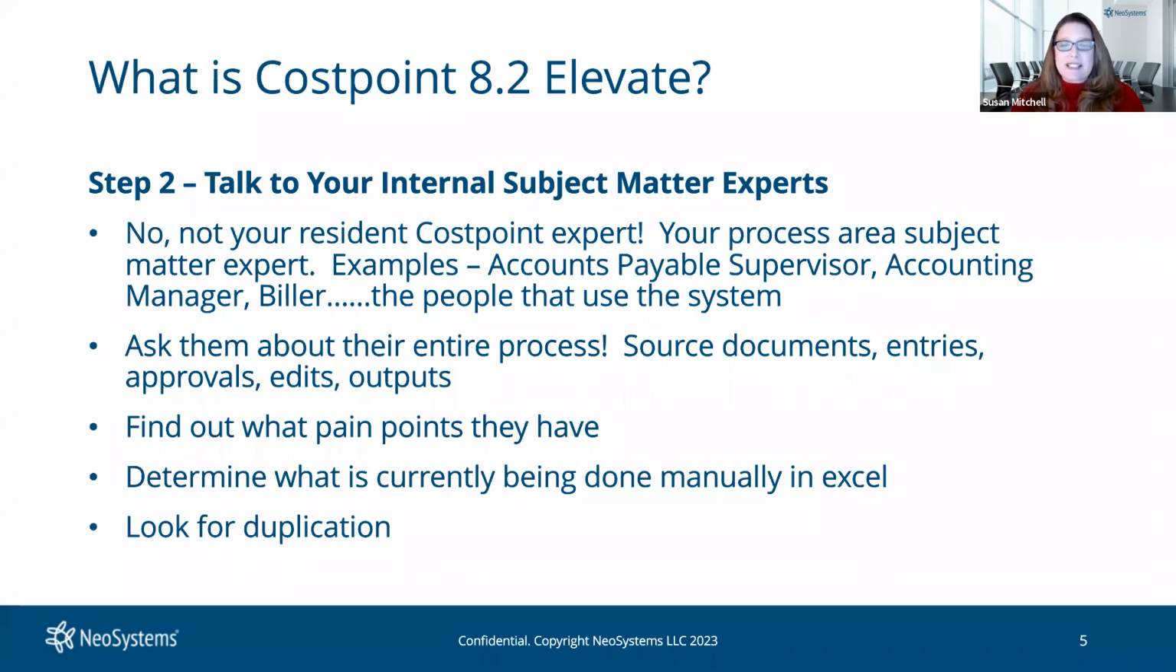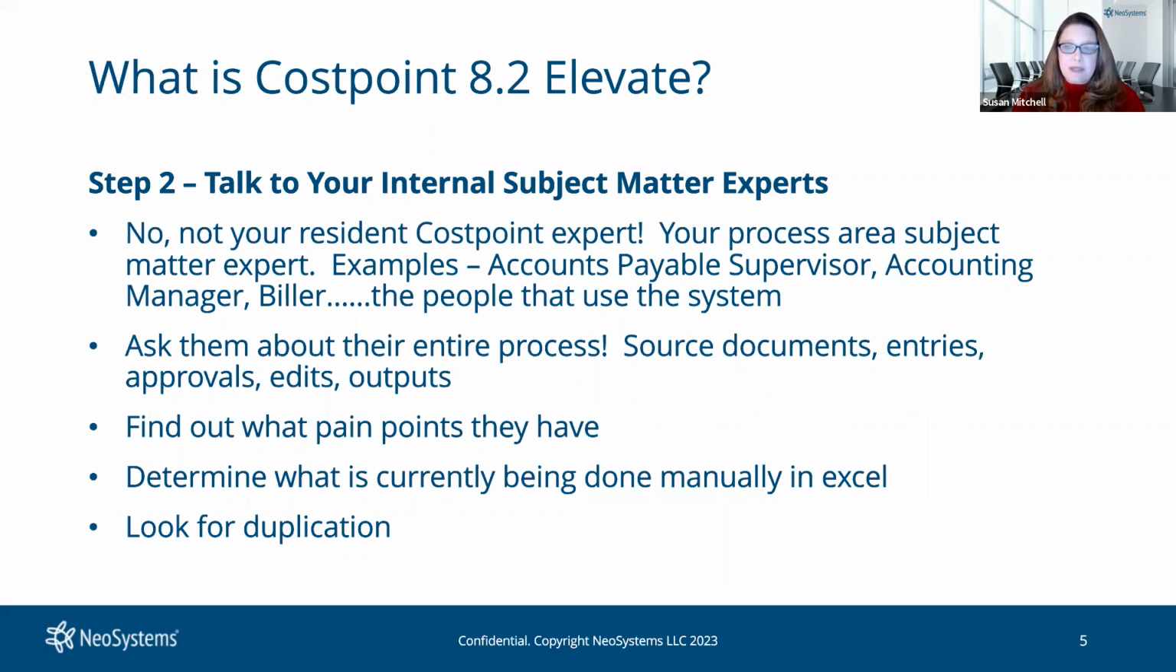Determine what is currently being done manually in Excel. So this is where, when you're talking to SMEs, they will say, well, I do this spreadsheet over here, or I do this here, or I have this manual place where I record things. Those are the places that you want to focus on, where they are doing manual things that could be done in the system. And those are the areas where you're going to be able to make a substantial impact on them being more efficient and basically cost effective in performing their job.